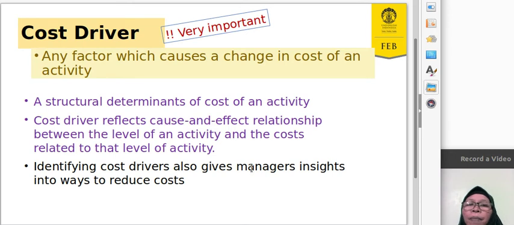Cost driver can be said as the structural determinants of cost of an activity. So the more the activity we are doing, the more the cost is. So we can also say that the cost driver reflects cause and effect relationship between the level of an activity and the cost related to that level of an activity. And identifying cost driver is very important, because by identifying cost driver, the managers have insight, the way to reduce the cost, or apply efficiency strategy.